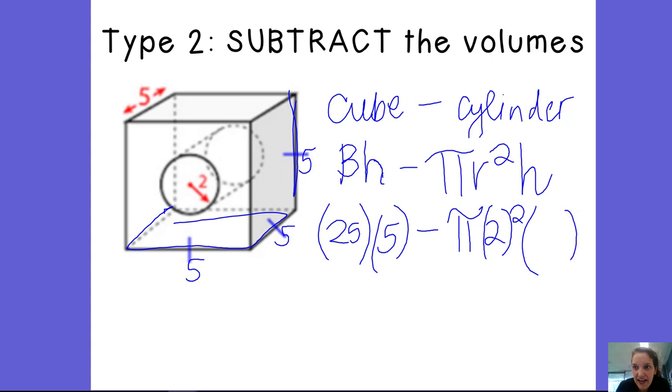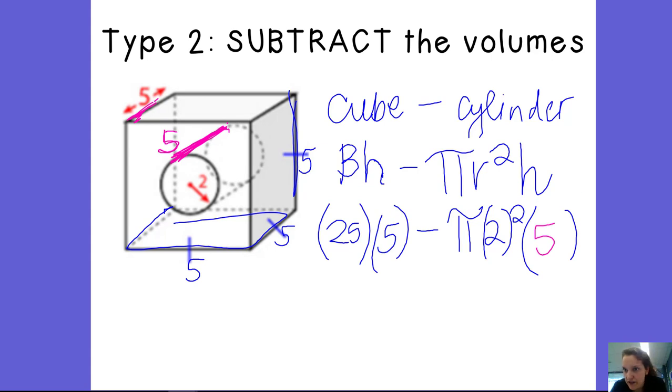And the height of that cylinder, if this is 5, and this is 5, and I think about from the front to the back of that box, that is 5, so the height of that cylinder is also 5. So the height of the cylinder is 5.